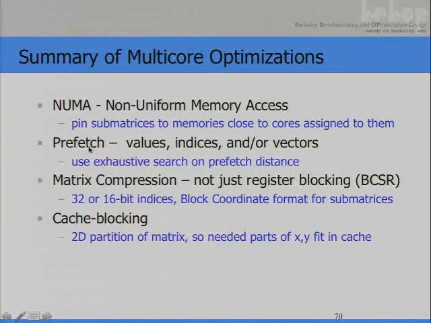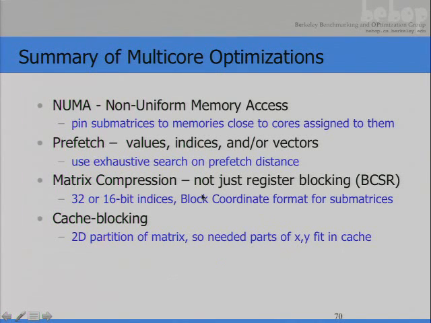The next one is prefetching. So there's special instructions in these machines to say, please get the entries of the matrix or the indices or the vector entries ahead of time. And the instructions will let you say, please do it 2 ahead, 4 ahead, 8 ahead. There's a parameter in them. And the optimizations did exhaustive search on all the possible prefetch distances to see what the fastest thing was.